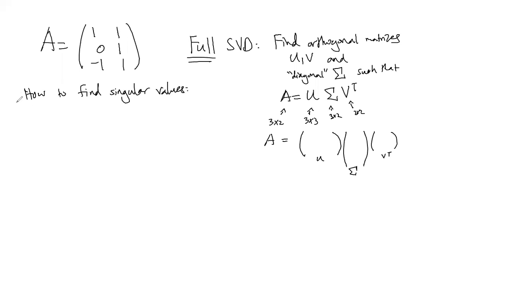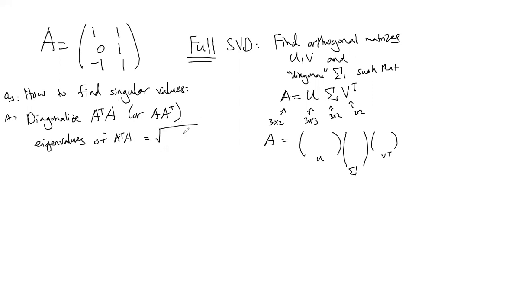You diagonalize A transpose A, or you can diagonalize A A transpose. They'll give you the same singular values, and the eigenvectors will be what are called singular vectors. So the eigenvalues of either, I'll say A transpose A, are squares of the singular values, I'll say.